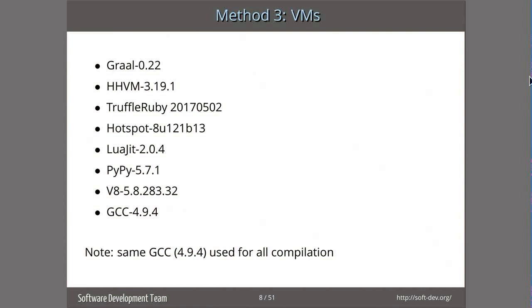And then we have various VMs. So I won't bore you with all of these in detail, but just to give you an idea, Graal is a next generation JIT compiler for the JVM. HHVM is Facebook's PHP VM. Truffle Ruby is a version of Ruby that uses Graal on the JVM. Hotspot is the standard Java virtual machine that you would get with OpenJDK. LuaJIT, I suppose, is fairly obvious. PyPy is a fast Python virtual machine. V8 is the JavaScript VM in Chrome, and GCC is not a VM. It is a static compiler, but it serves as a baseline that we can sort of get some sense of comparison.